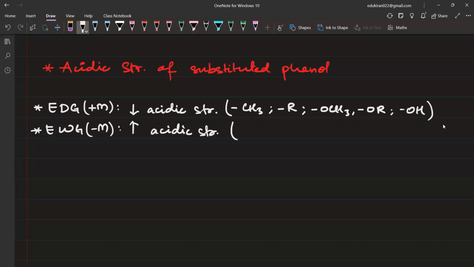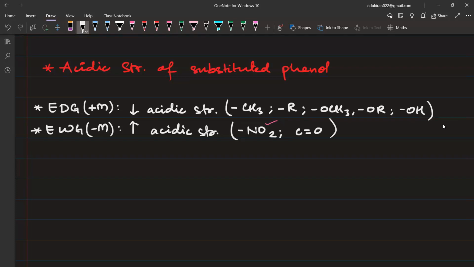In the minus M group, there are multiple groups, but the most important one that you are going to see is the NO2 group. Then you can have C double bond O, like this. If C double bond O is present, whether it is aldehyde or ketone, then it is going to increase the acidic strength. Obviously, if you have carboxylic acid, the carboxylic acid part will show the acidic strength, so you don't have to worry about that. In 99% of the cases you will get NO2 when you are comparing phenols.